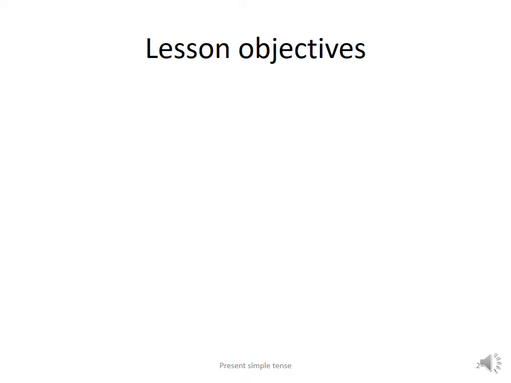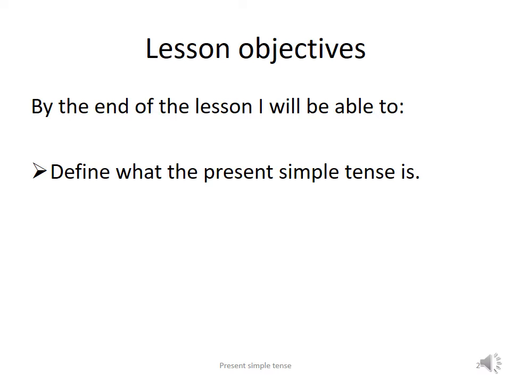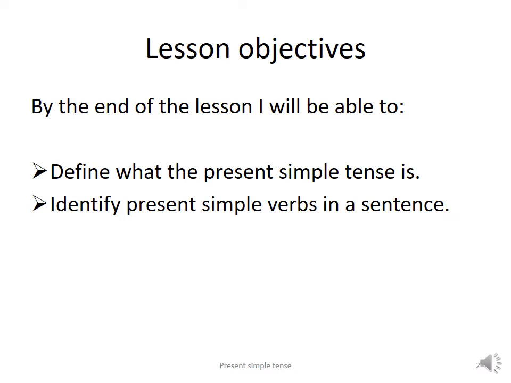These are the lesson objectives today. By the end of the lesson, I will be able to define what the present simple tense is and identify present simple verbs in a sentence. If there are any words which you do not understand, please use Google Translate to find out the meaning of the words and also use a dictionary online such as dictionary.com. Do a Google search and you will find lots of dictionary sites.